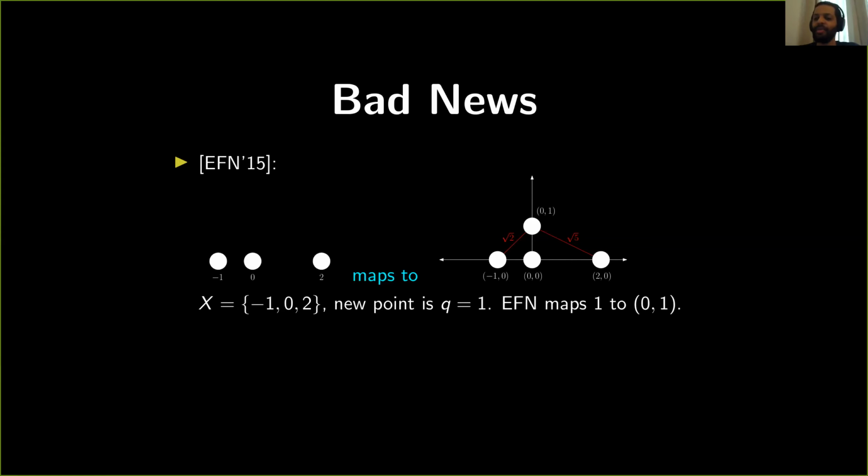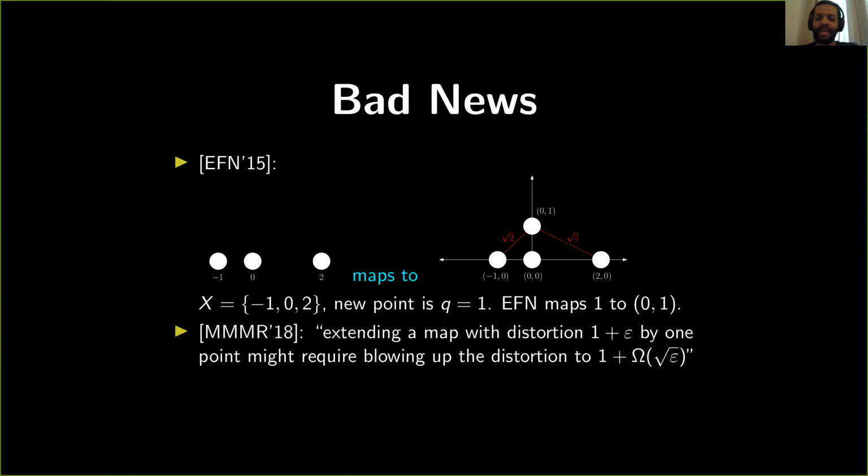Their analysis is sharp. Their analysis said you'll get arbitrarily close to √10 depending on the distortion of the original embedding. And the MMMR paper had a lower bound which said, look, if the strategy of your embedding is I'm going to find a good embedding.